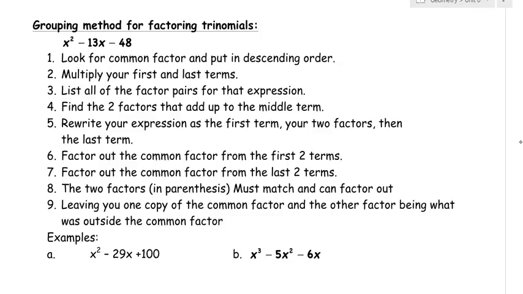So, the first step, going back to our notes part 1, we always want to look for a common factor. It's got to be our first step. And you always want them in descending order, which means highest power to lowest power. X squared, then x, then the constant. And then you're going to multiply your first and last terms together. So we have 3 terms, a first term, a middle term, and a last term. X squared being the first term, negative 48 being the last term.